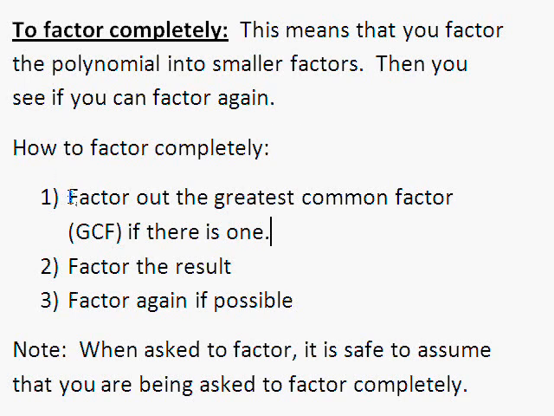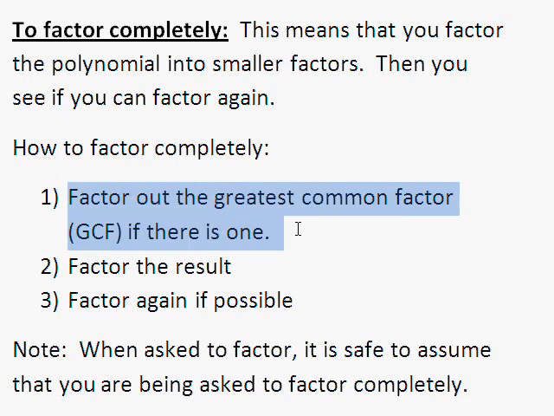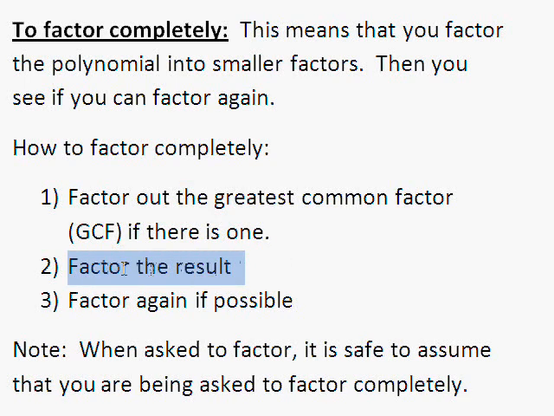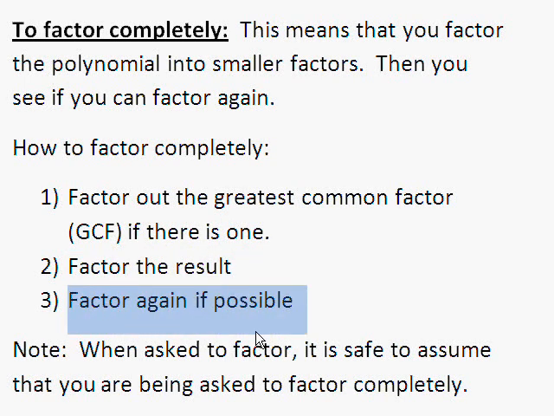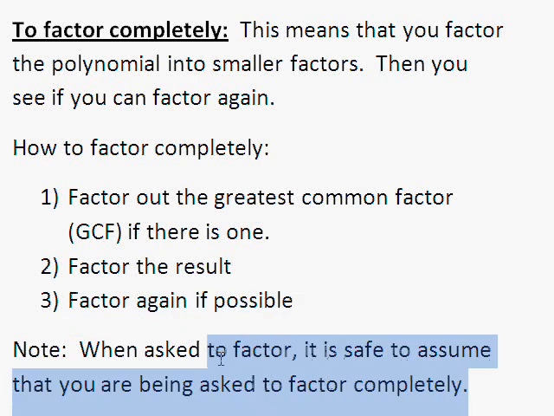Now how we're going to do this is we're going to factor out and look for a greatest common factor first. That's always our first step, to see if there's a greatest common factor. Then we're going to factor out the greatest common factor if it has one, and we're going to end up with some sort of result. And we're going to try to factor that result if we can, and then factor again if possible. From here on out, when you're asked to factor, it's safe to assume that you're being asked to factor completely.